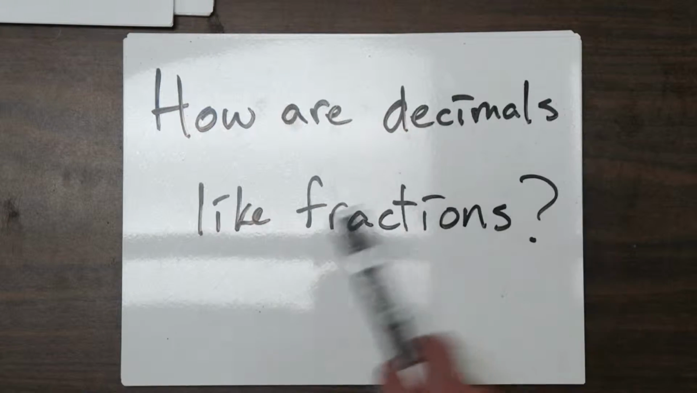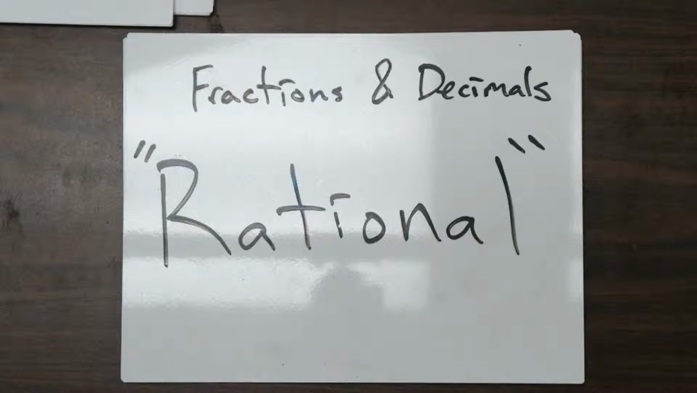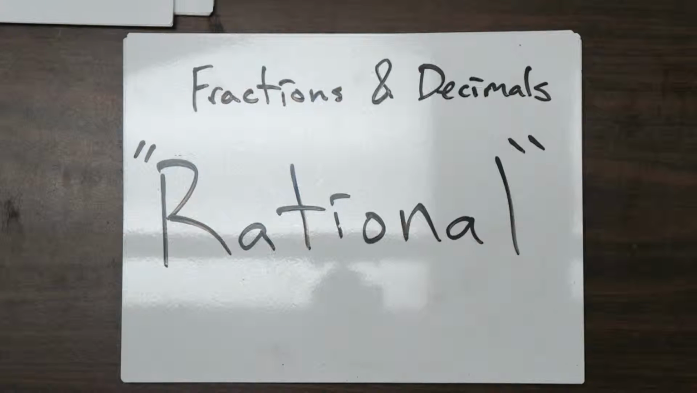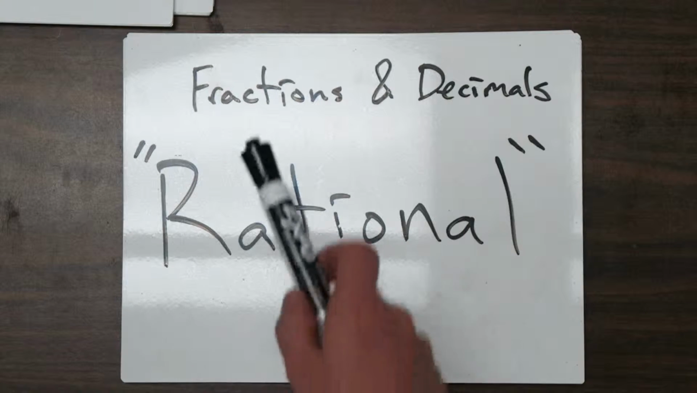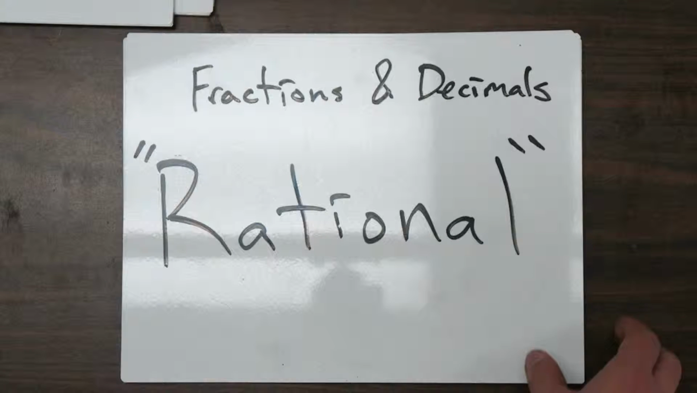Today we're talking about this question: how are decimals like fractions? One way that decimals and fractions are the same is that they're both rational. Rational numbers are any number that can be expressed as a fraction. There are some numbers that can't be expressed as a fraction, and we'll talk about those later in the school year, but for now, if it can be expressed as a fraction, then it's a rational number, and all fractions and decimals are rational. So that's one way that they're alike.